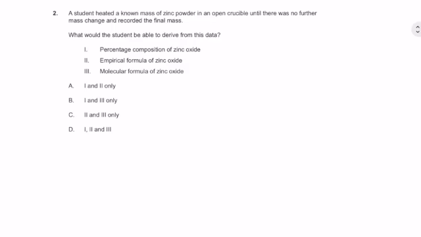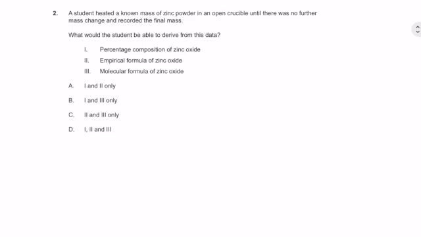So let's walk you through this. A student heated a known mass of zinc powder in an open crucible until there was no further mass change and recorded the final mass. What would the student be able to derive from this data? So first, let's see what information we actually have.